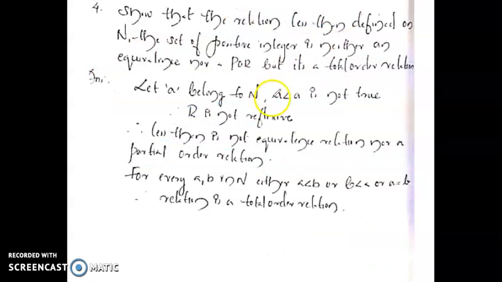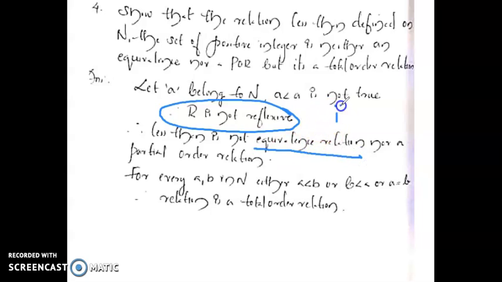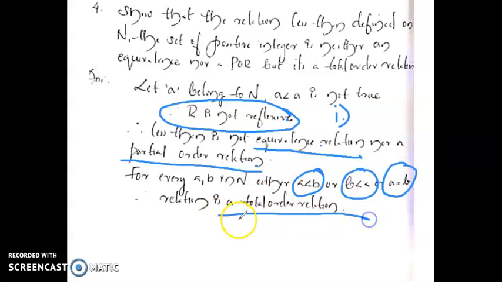So we know that reflexive is the main condition. For an equivalence relation, the first condition is reflexive. For a partially ordered relation also, the first condition is reflexive. Here it is not reflexive, therefore it is not an equivalence relation, not a partially ordered relation. But for every A and B, either A is less than B, or B is less than A, or A is equal to B. Therefore, it is a total order relation. Total order relation means every element is comparable, right? Just now we learned every element is comparable.